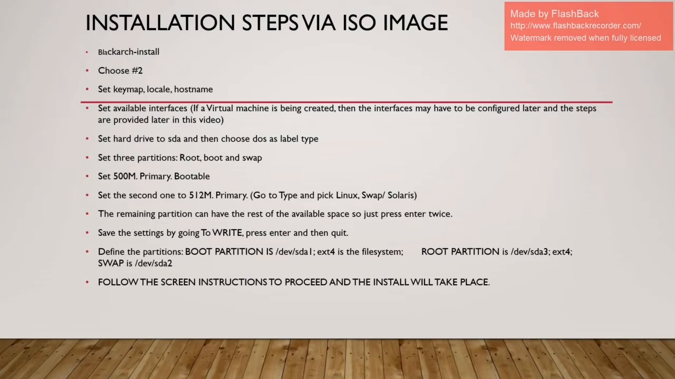Then it will ask you to define the partitions that you just set up. The boot partition will be /dev/sda1, with ext4 as the file system. The root partition is /dev/sda3, ext4, and swap is /dev/sda2. You must have the partitions correct, or you may have a problem with the installation. So you may want to set aside perhaps an hour and a half for installation. It could be less, could be longer, but generally speaking, set aside at least 90 minutes for the install.